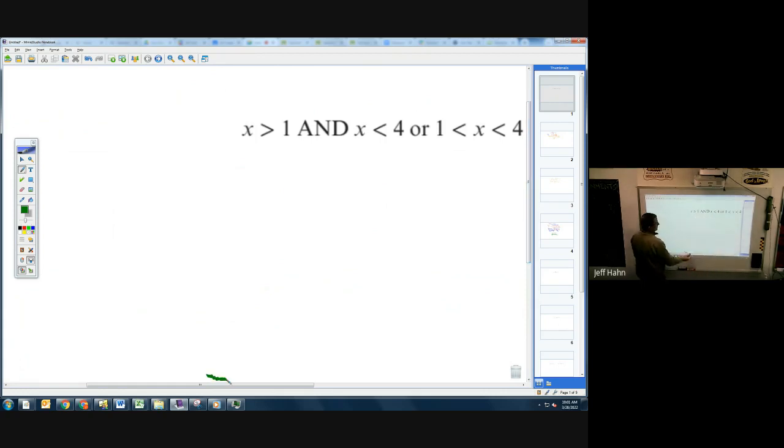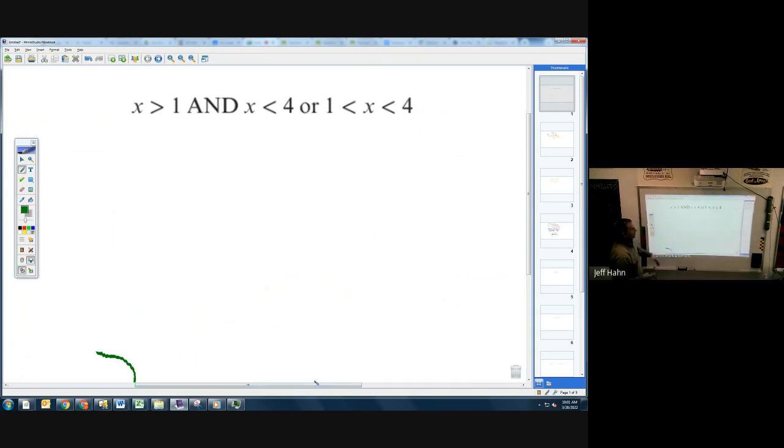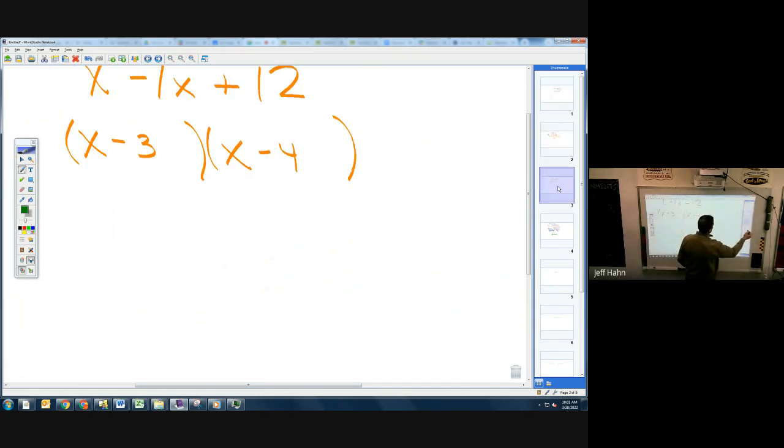Here you go, this is another one. Who was the first one to do this problem? X is greater than 1 and less than 4. So here at 1, it's open, and at 4, it's open. I'm moving on, hold on.